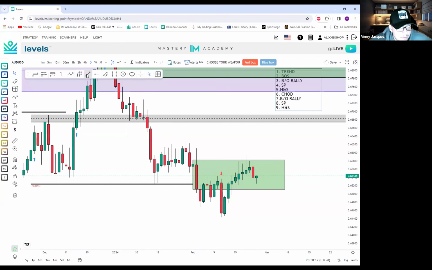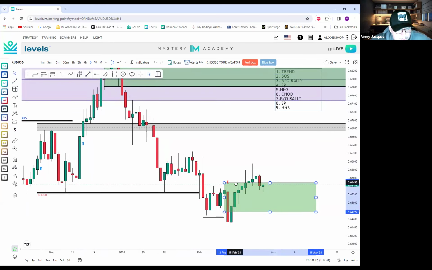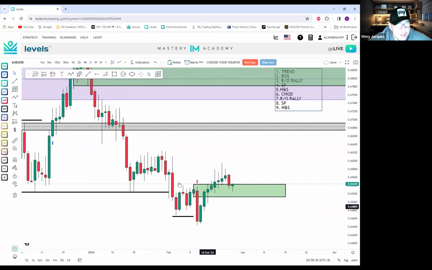Now what does that give us? A brand new setup, right? BOS to the downside, brand new starting point. Brand new starting point. Now we can see we got violated. So let's just take a look. In this area, market was downtrending. Did we get that BOS? We sure did right here. Did we get a breakout rally? We did with one candle. Do we have a starting point? Yes. Head and shoulder? No, but that's okay.